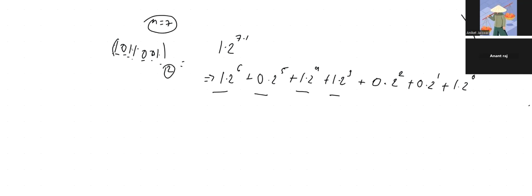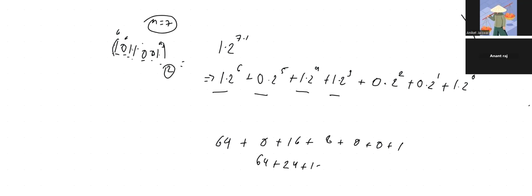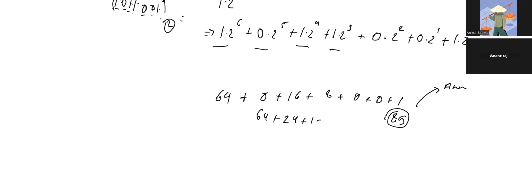So it is 2 power 6, which is 64, plus 0 plus 16 plus 8 plus 0 plus 0 plus 1. It's 64 plus 24 plus 1, which is 89. So yeah, Anant, 89 was correct. Now, this is the basics of base system.